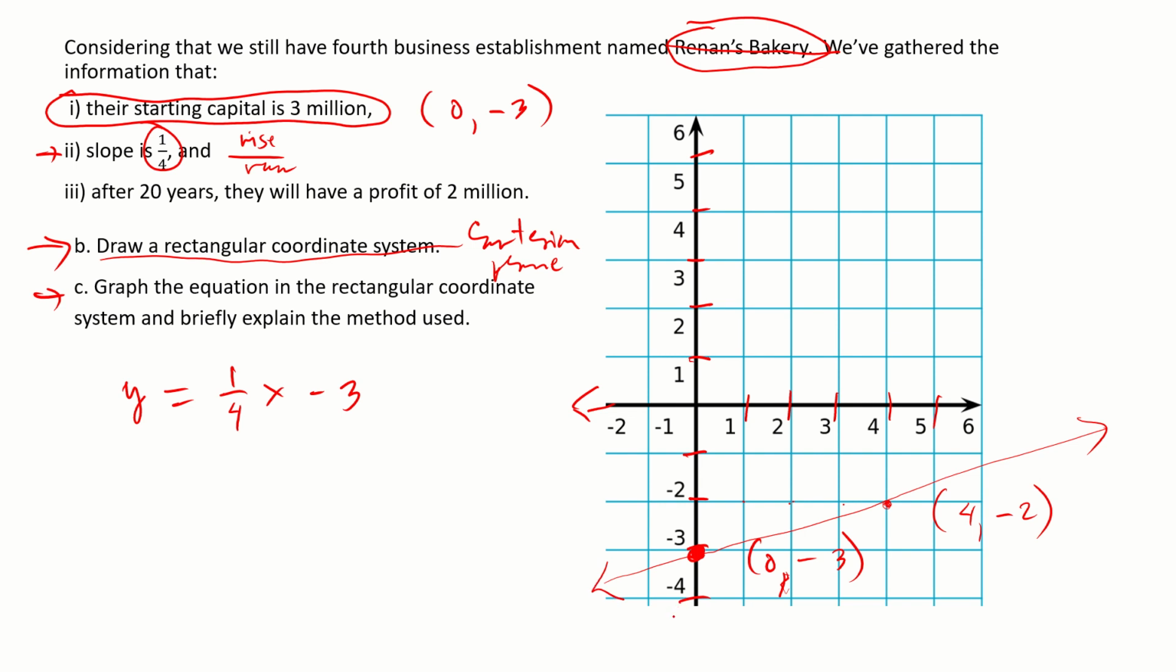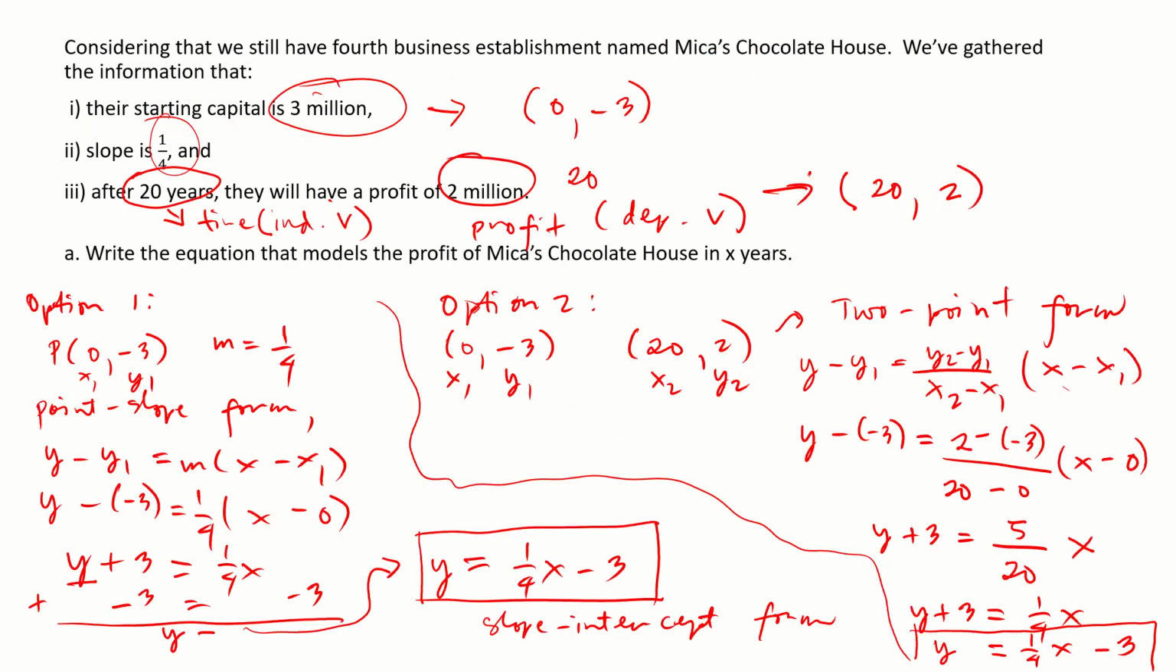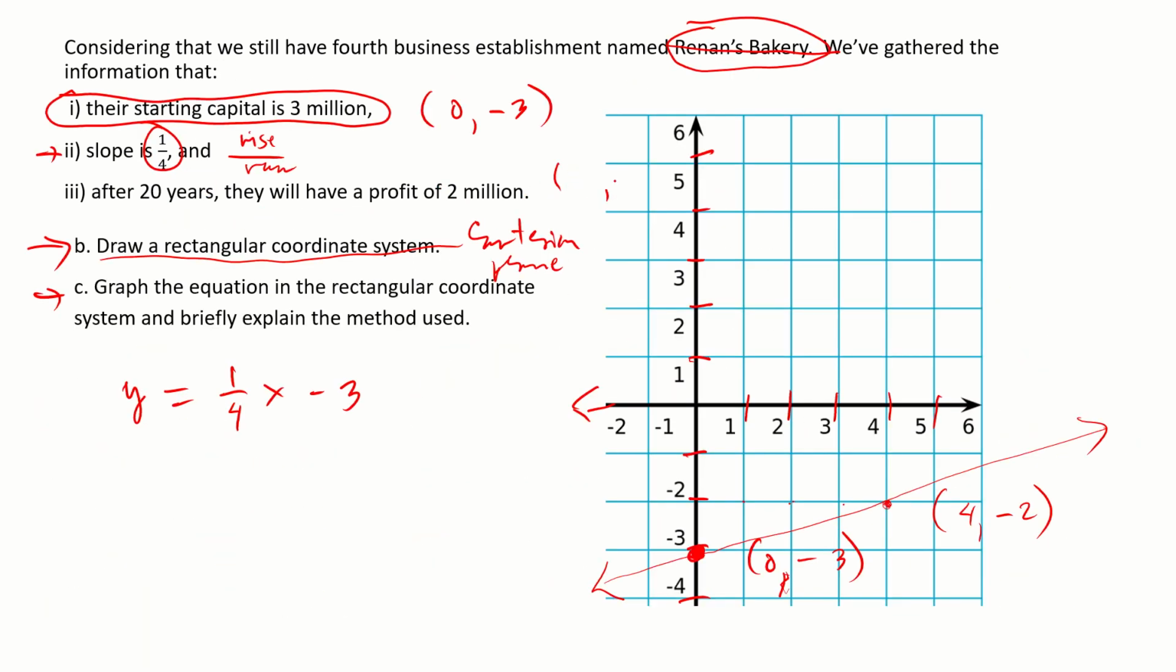But in case you're not comfortable using slope and a point as a method in graphing, you can also use the 2 points that are provided to you here, 0, -3, and the other one is 20 and 2. You just have to plot 0, -3 and 20 and 2 in the Cartesian plane, and you just connect them and you will be able to show the graph already.